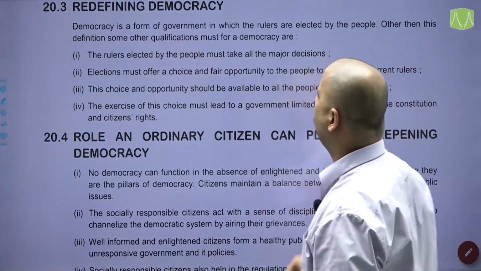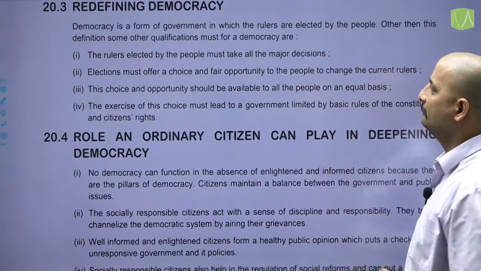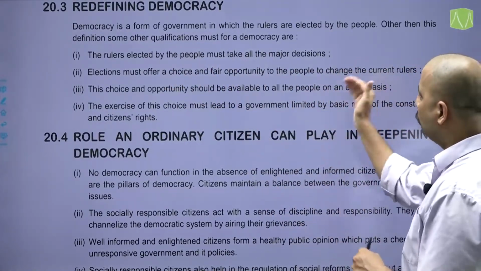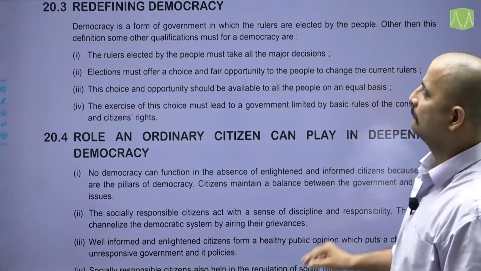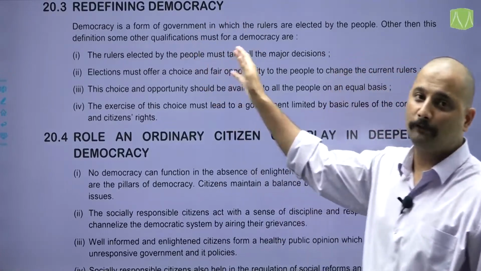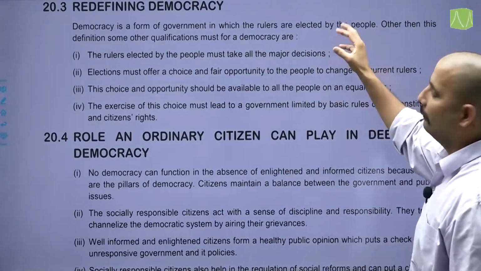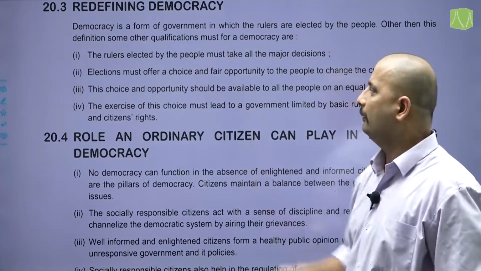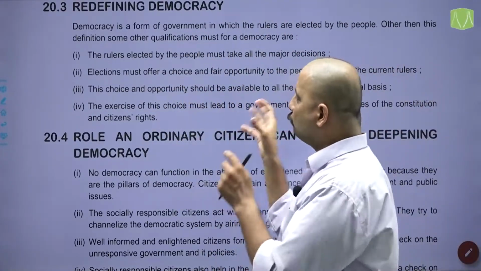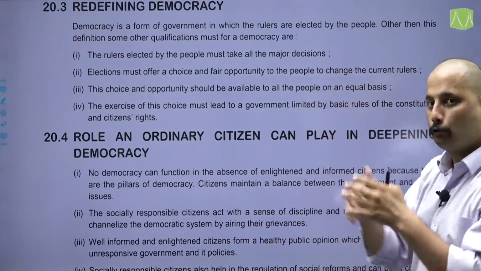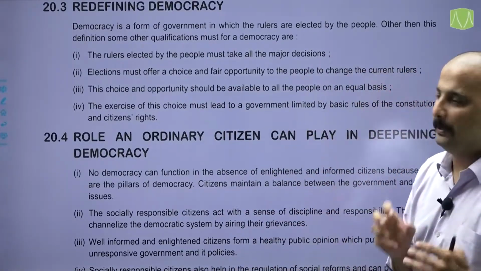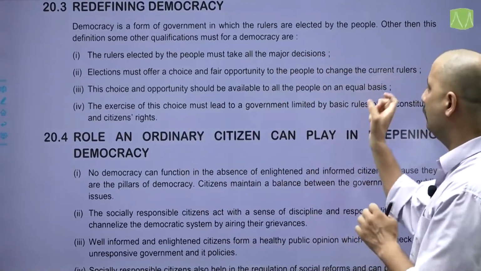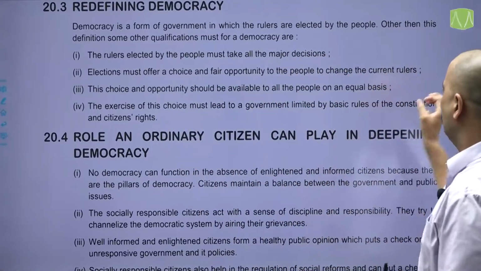First, the rulers elected by the people must take all the major decisions. Second, elections must offer a choice and fair opportunity to the people to change their current rulers. In the comment section you can mention the names of the countries through which these examples have been given. Third, this choice and opportunity should be available to all people on an equal basis. Fourth, the exercise of this choice must lead to a government which is limited by basic rules of the constitution and citizen rights.